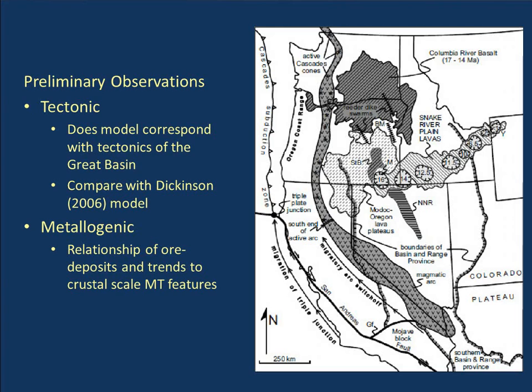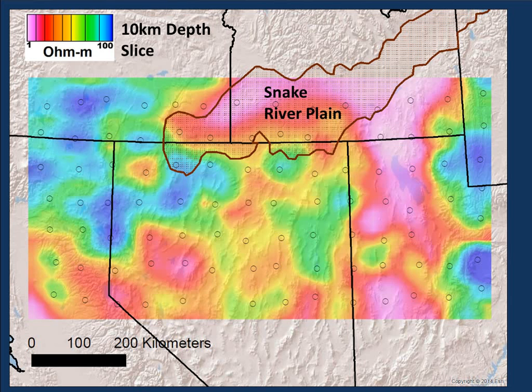So this is the picture from this paper by Dickinson on the history of the Great Basin tectonics, and there are some features shown here, such as Snake River Plain. We see the boundary between Great Basin and Colorado Plateau, and a lot more things in this picture, but this is mainly what we see in our inversion result.